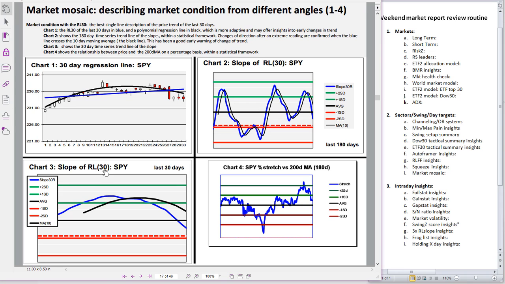This compares the slope of the 30-day regression line to its 10-day moving average, and then expresses that statistically compared to the last 180 days, how steep it's been. And when it crosses its own 10-period moving average like it did here, more than one standard deviation from the black line, then that tells me that this was a potential intermediate term high because that momentum is starting to roll over.